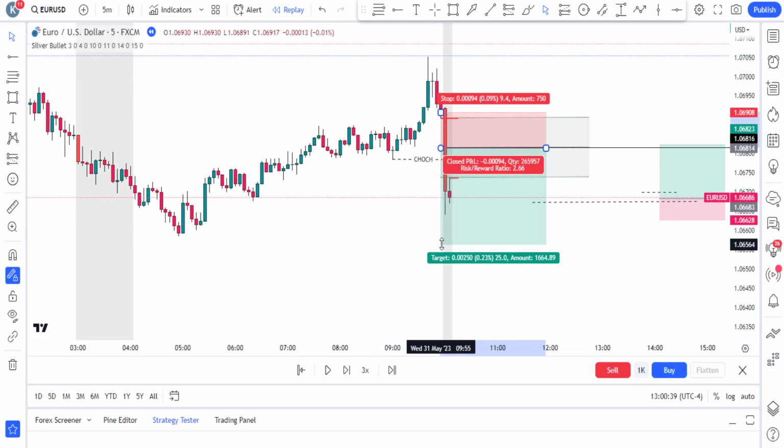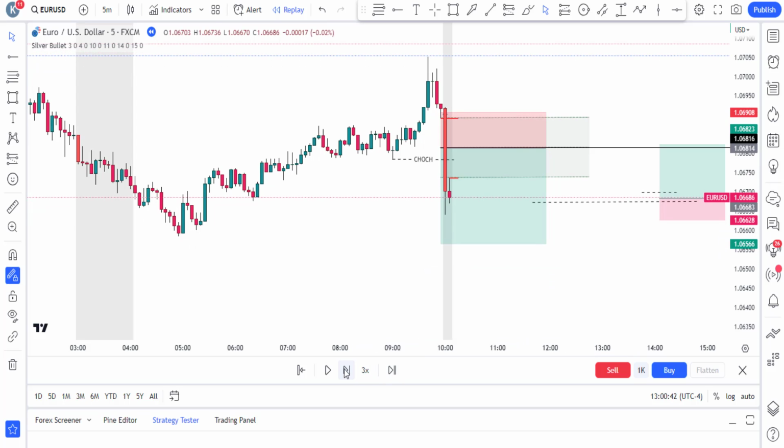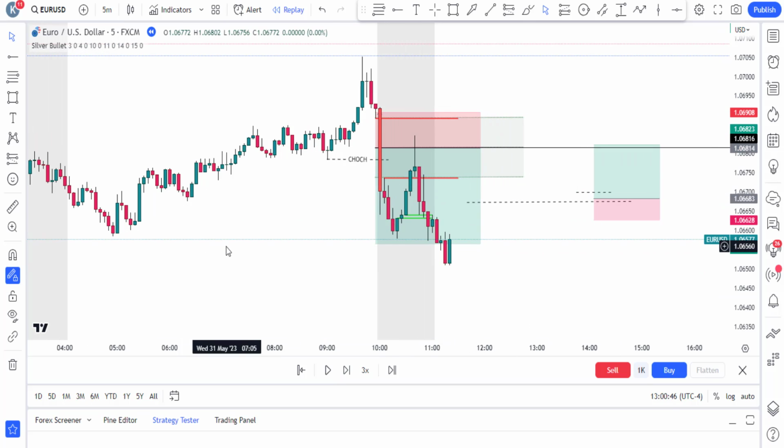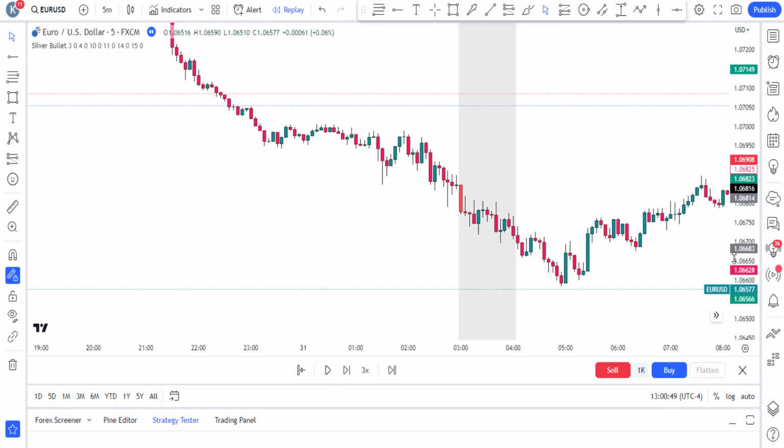It will be at least 15 pips. Let's see how it goes. You are in the trade and you have gotten your take profit. So this is how you can go ahead and check this.